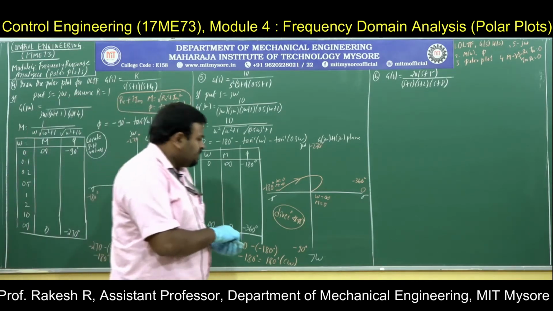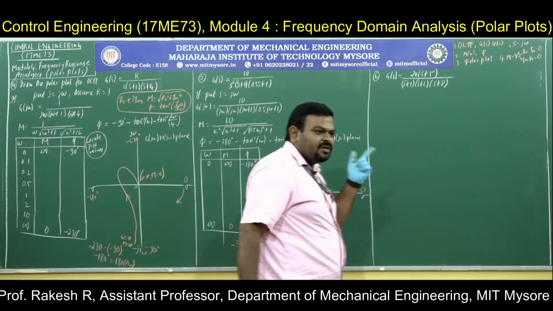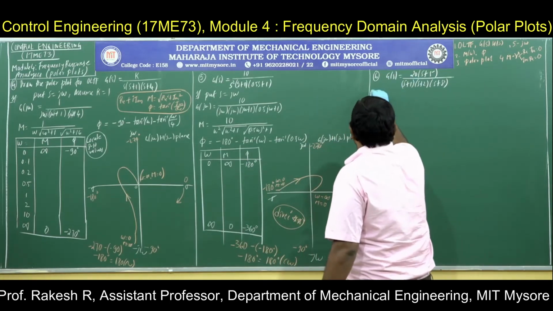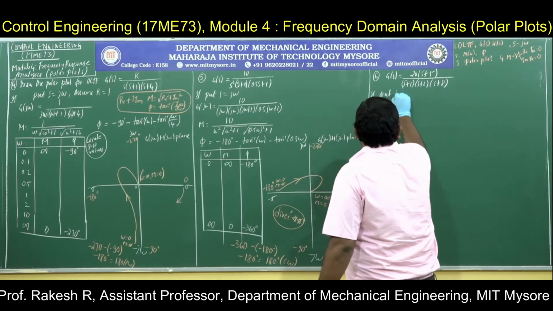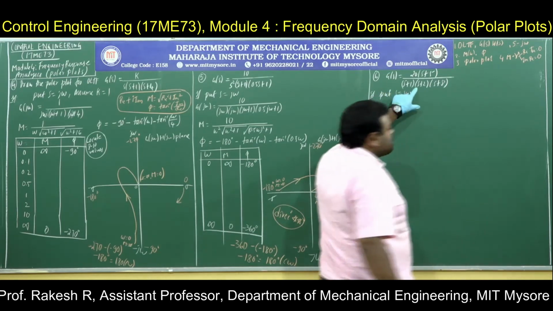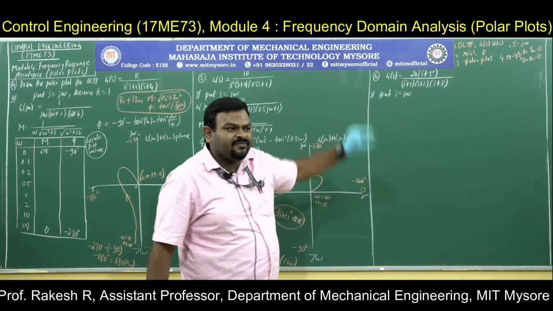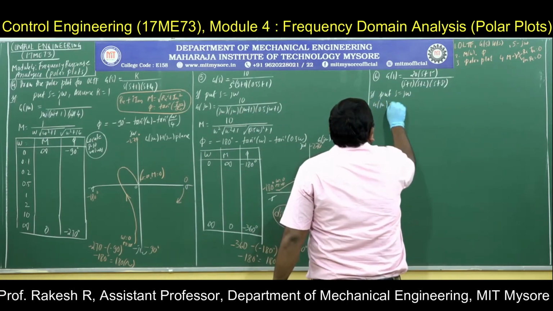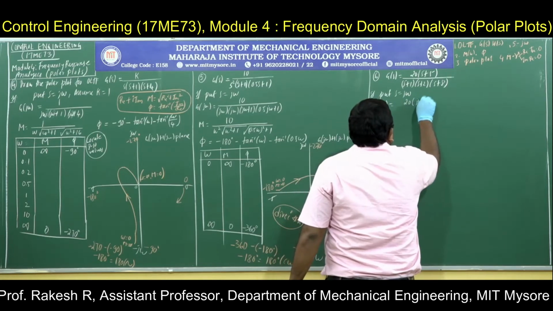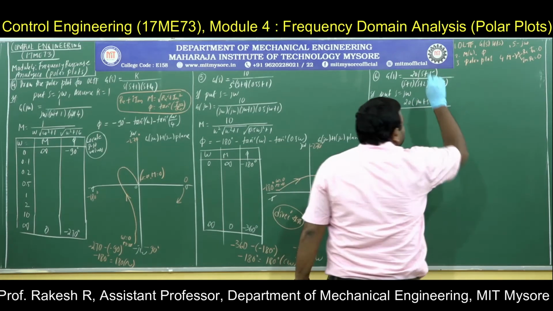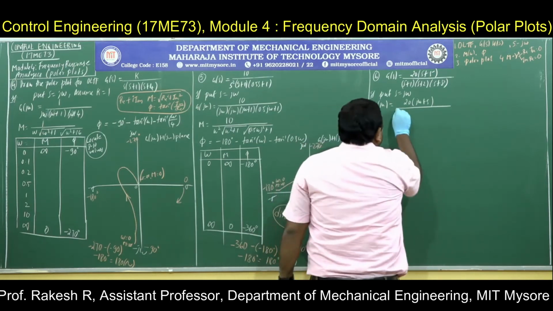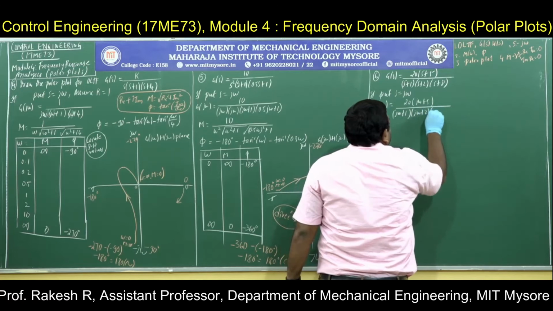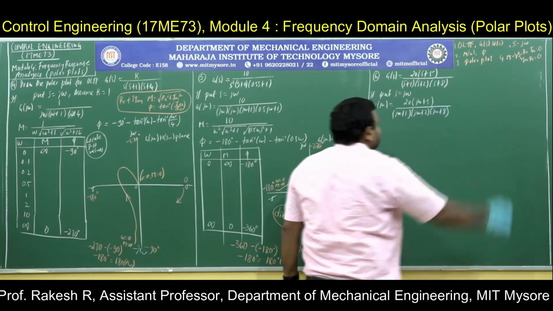Then next problem is also the same thing. Directly they have given it; put s equal to j omega. Here there is no s term in the denominator. It will make some difference, I will tell you. G of j omega is equal to 20 into (j omega plus 5), so there is one term in the numerator, divided by (j omega plus 1), (j omega plus 2) into (j omega plus 8).